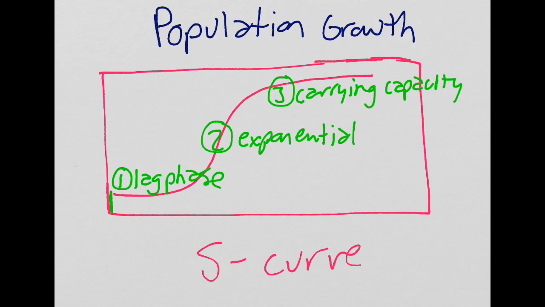Here, the population reaches carrying capacity. So the resources that keep the population alive is sort of in balance with the limiting factors. Here, there's no net gain or loss in population, so the population is dying as quickly as it's growing.